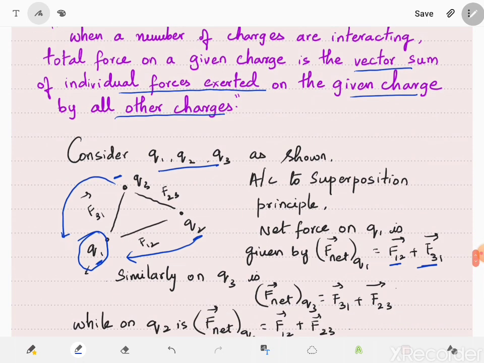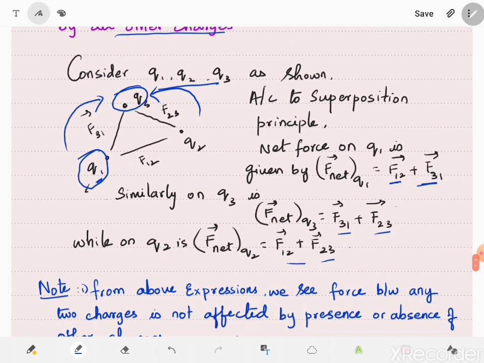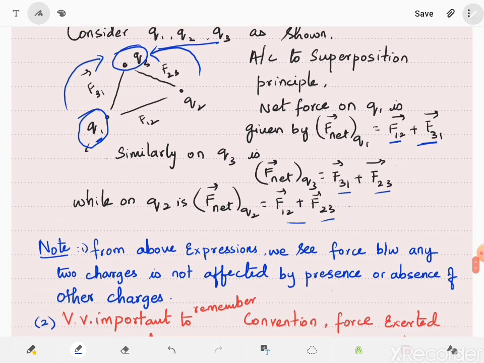Similarly, if I have to find the net force on Q3, this is going to be the force exerted by Q1 on Q3 and force exerted by Q2 on Q3, which is basically F31 plus F32. Similarly, on Q2 is going to be F12 plus F23. So from above expressions, we see that force between any 2 charges is not affected by presence or absence of other charges. What does this mean?